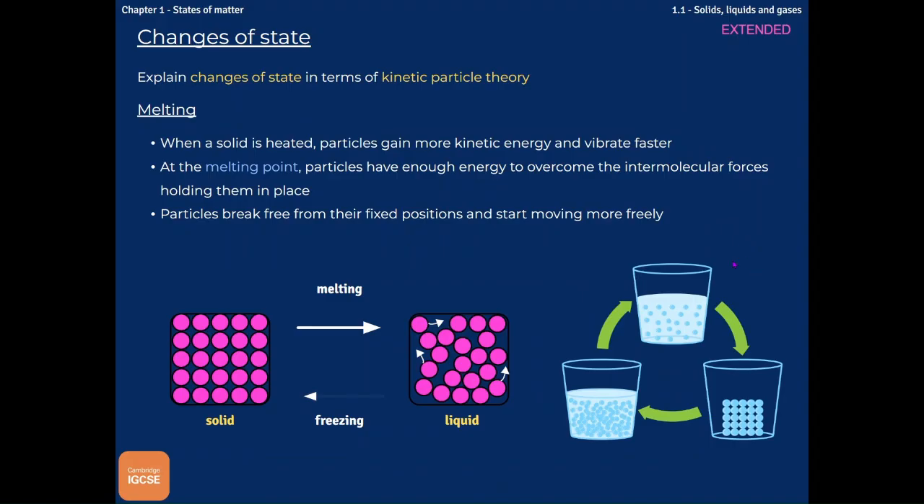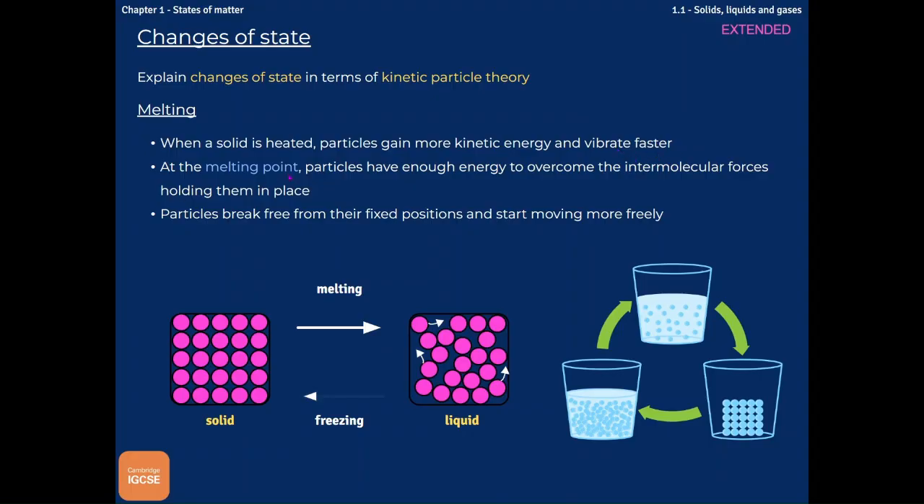So let's talk through each of our phase transitions through the lens of this kinetic particle theory, this motion particle theory. For instance, melting. When a solid is heated, so we're giving the solid heat, maybe you're putting an ice cube on top of a fire, you are giving it more kinetic energy. The heat gives it motion energy. So each of these particles starts to vibrate faster.